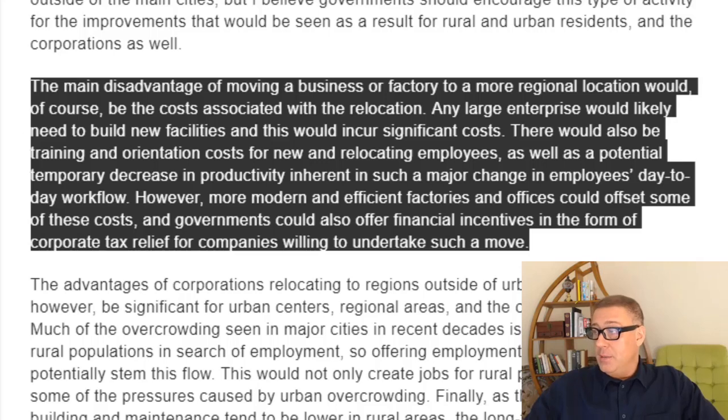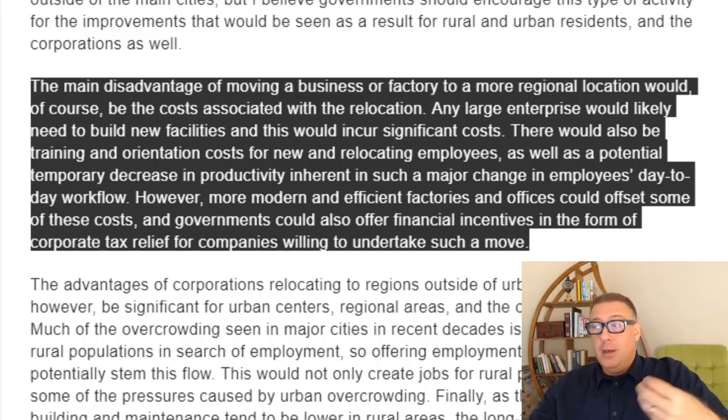Okay, so the main disadvantage of moving a business or factory to a more regional location would, of course, be the costs associated with the relocation. The point of my body paragraph is to present the ideas that I think are disadvantages in this situation. So any large enterprise would likely need to build new facilities, and this would incur significant costs. There would also be training and orientation costs for new and relocating employees, as well as a potential temporary decrease in productivity inherent in such a major change in employees' day-to-day workflow.